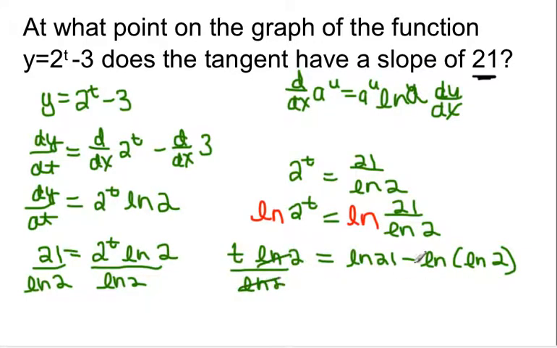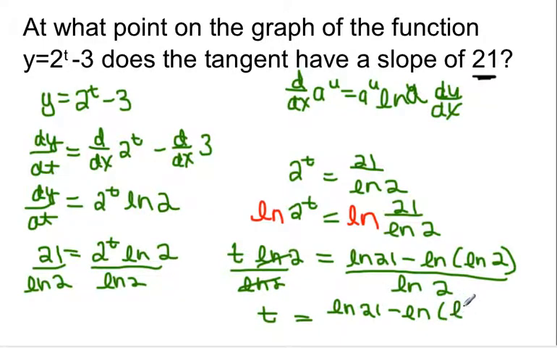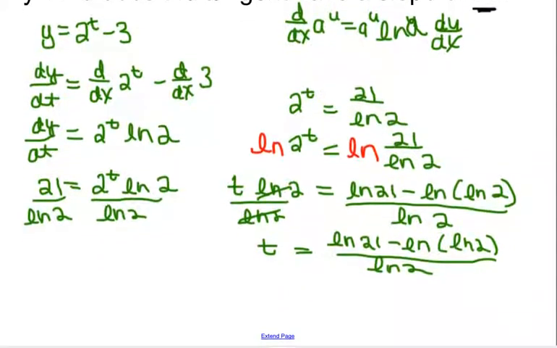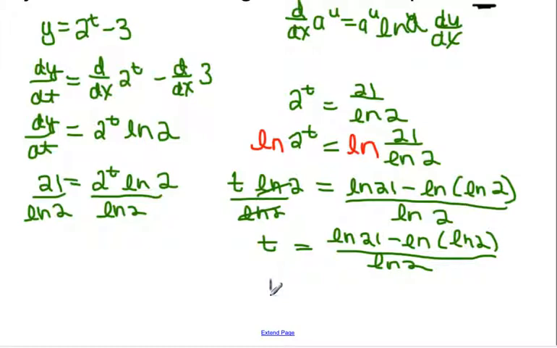So this and this will cancel, but I'm going to divide over here by the ln of 2. So t is going to be equal to the exact answer of the ln of 21 minus the ln of the ln of 2, all divided by the natural log of 2. Okay, and that's going to give me my exact answer. If you plug that into a calculator, I plugged it in and I get approximately 4.921.